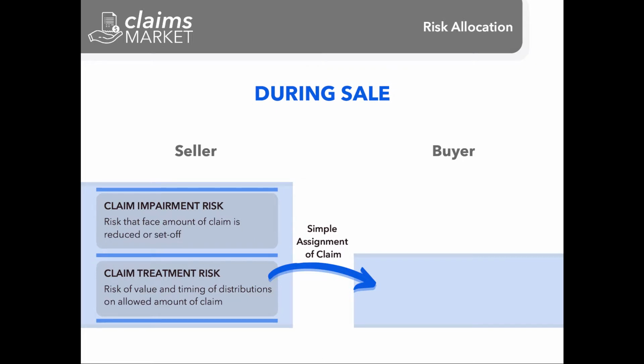The buyer is often a firm that specializes in investing in bankruptcy claims. The simple assignment of claim agreement that both parties sign is meant to allocate these risks. The claim impairment risk is retained by the seller, and in exchange for cash, the claim treatment risk is transferred by the seller to the buyer.